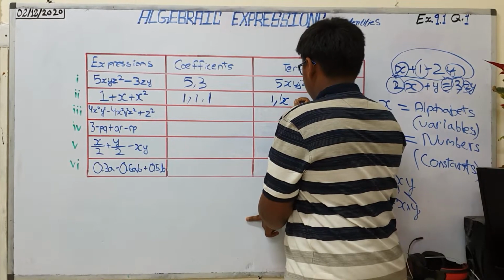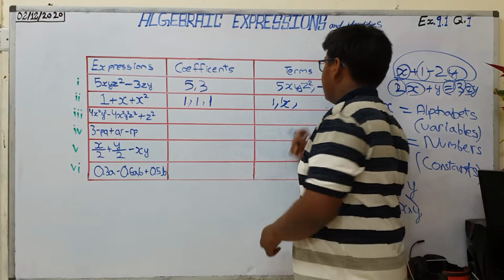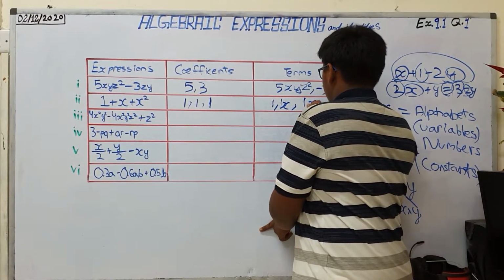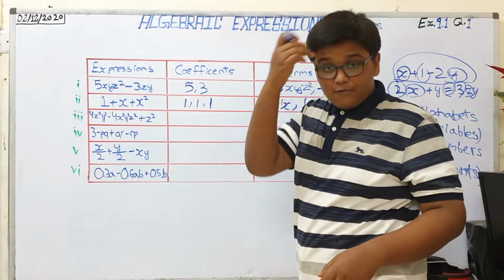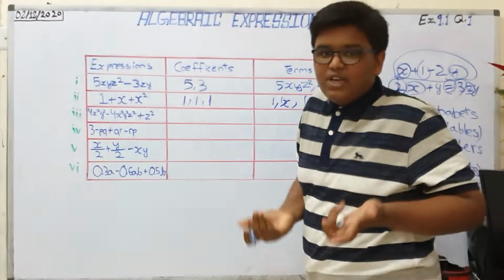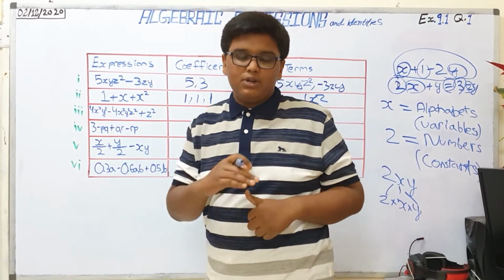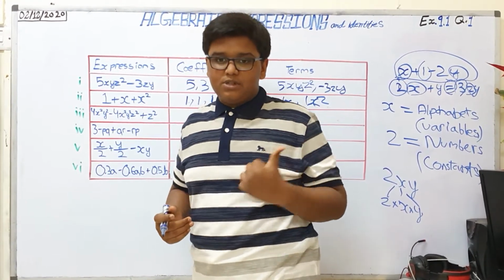Oh sorry, it's 1x. Then another, and we are going to get one more 1x square. So nothing is related with this square, so nothing we have to do with the square. As it is, we have to leave it. It will come in our further chapter, continuing.